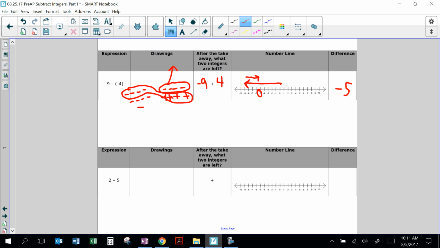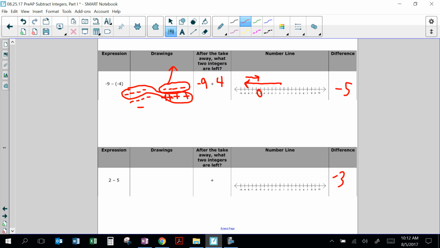2 minus 5. Let's think about this in real life. You had $2. You bought something with your credit card. You bought something for $5. Do you still have money left, or do you owe money? Using that logic, I would have -3.